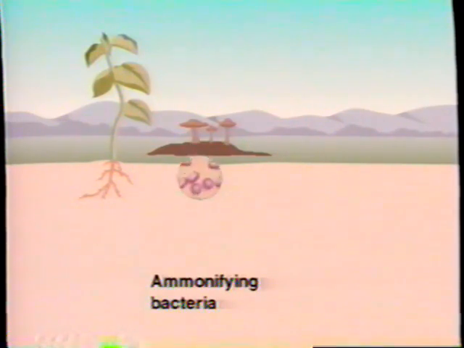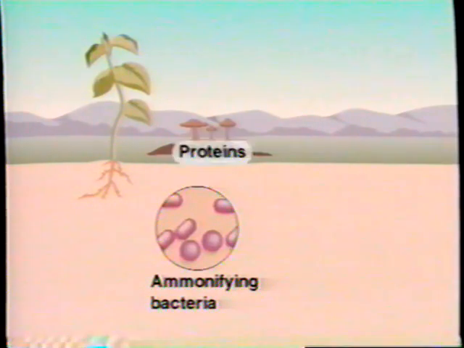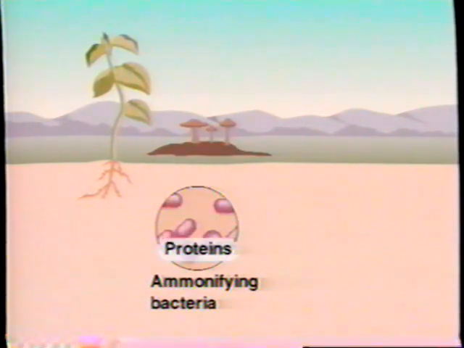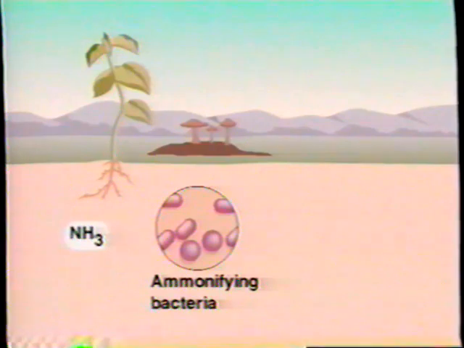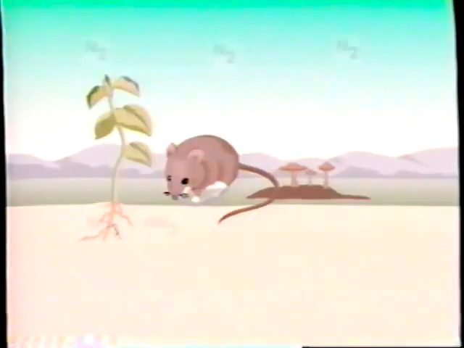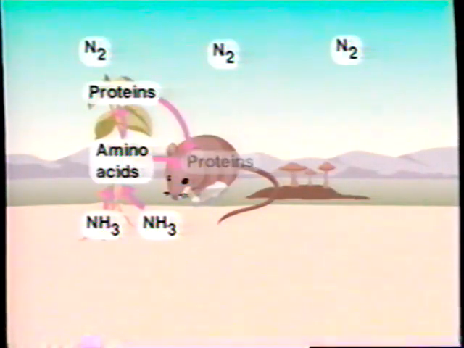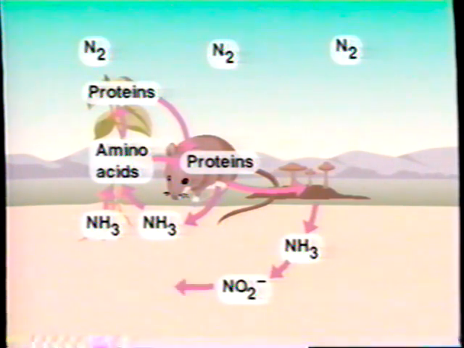Among these decomposers are ammonifying bacteria. These microorganisms convert nitrogen-containing molecules into ammonia, thus making the nitrogen available once again to other organisms. Most of the nitrogen cycling through natural systems moves between soil, water, and organisms.